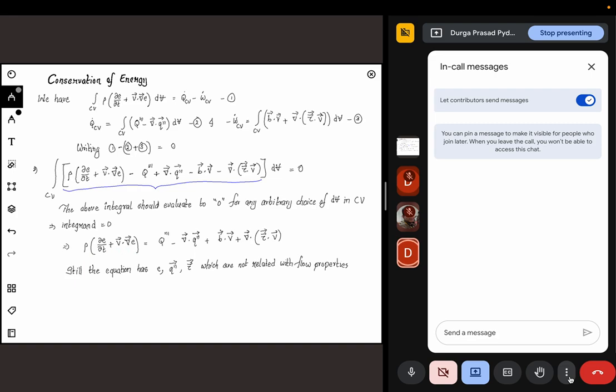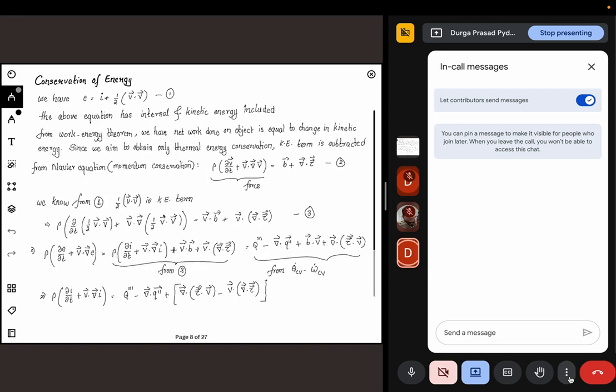Again, all these terms, this q double prime, tau bar, and these terms are basically something that are not related with flow property. So we'll try to reduce it further. That's when we use the conservation of energy. So we know the work energy theorem, which you might have been familiar with before, where the net work done on an object is equal to the change in its kinetic energy.